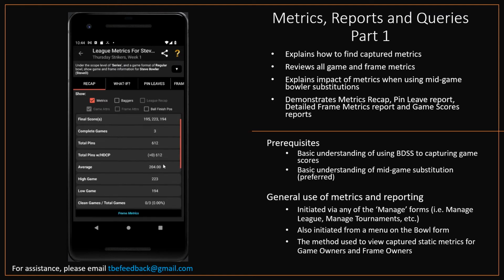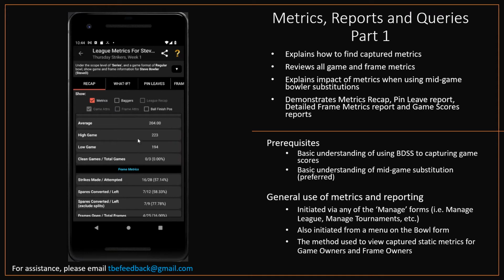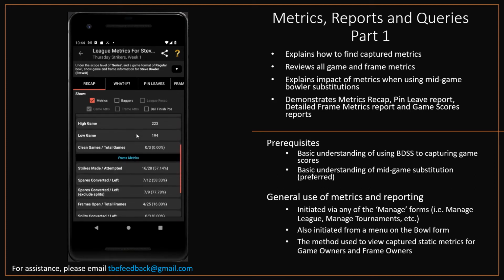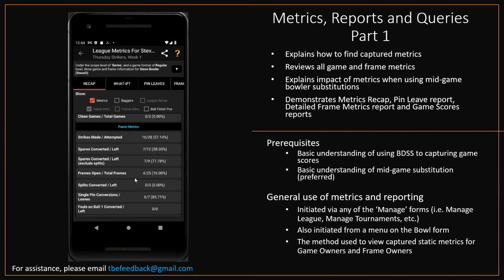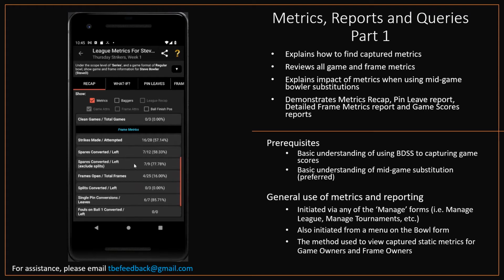And as you see, there are 2 groups of metrics displayed. There's game metrics and there's frame metrics. Game metrics are items like final score, complete games, total pins, high-low games, clean games, and others. These are metrics that are owned by the game owner. Frame metrics are items like strikes made over attempted, spares converted over left, splits converted over left, single pin conversions, first ball average, etc.